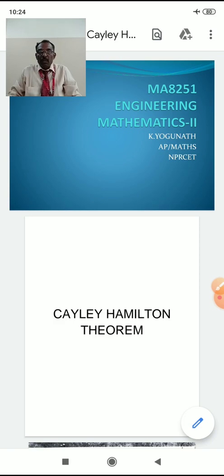Now we are going to discuss the paper Engineering Mathematics 2. Subject code of the paper is MA8251. This is 2017 regulation, Anna University, Chennai. This paper has 5 units. First unit is matrices. Today we are going to discuss problems based on Cayley-Hamilton theorem.